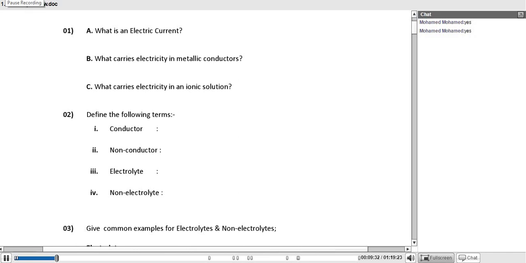Non-conductors and non-electrolytes don't conduct. Non-conductors don't conduct because there are no free mobile electrons. Non-electrolytes do not conduct because there are no free mobile ions. So that's the difference. Conductors and electrolytes both conduct electricity, but conductors conduct via free mobile electrons, whereas electrolytes conduct electricity via free mobile ions. That is the difference between conductor and electrolyte. Both conduct electricity, but how they conduct is what differs. Conductors, free mobile electrons; electrolytes, free mobile ions.